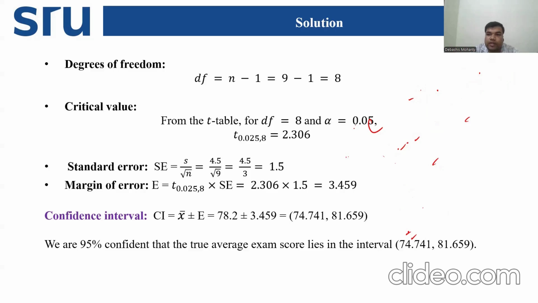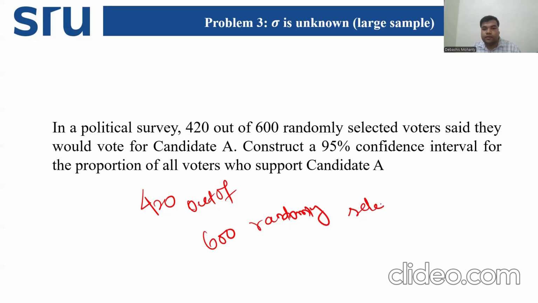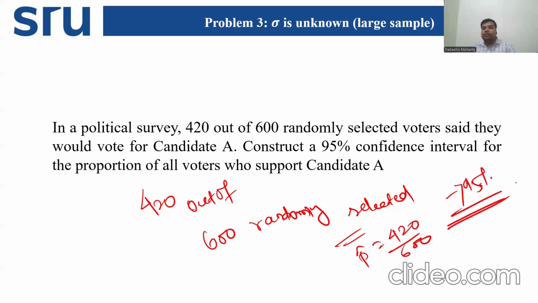Next, coming to the next problem. So this is the large sample. When sigma value is unknown and it is a large sample, what do we have to do? We have to see here: in a political survey, 420 out of 600 randomly selected. So here the P cap is 420 divided by 600. Right? Confidence level is 95%.